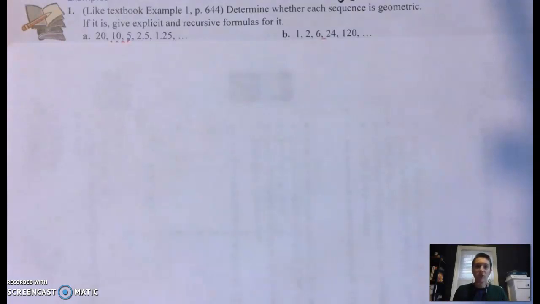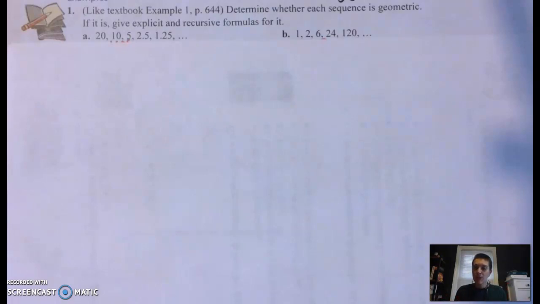Our first question is, determine whether each sequence is geometric. If it is, we're going to write formulas for it. So the first thing we're going to do is determine if each of these two sequences is geometric. Remember that a geometric sequence is one in which we go from one number to the next in the sequence by either multiplying or dividing by a common constant number. So in this case, we're going from 20 to 10 to 5, etc.